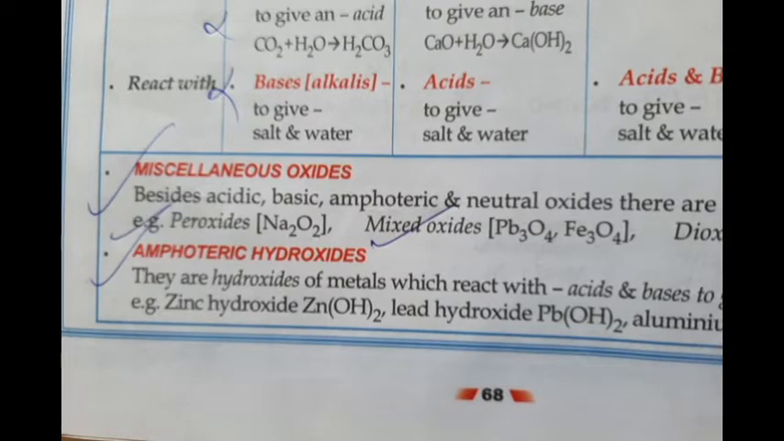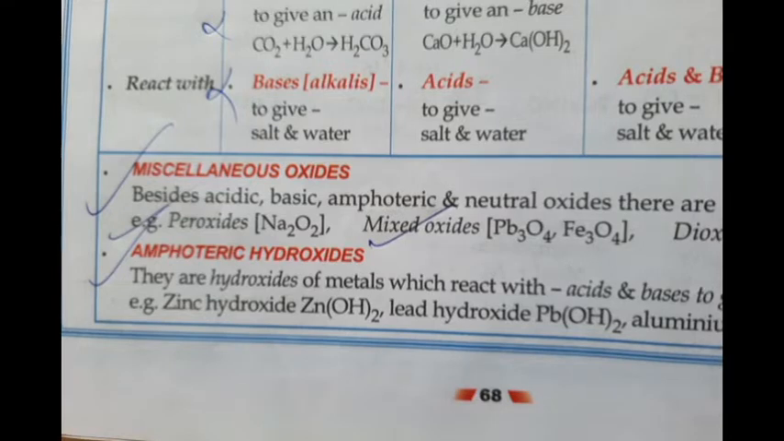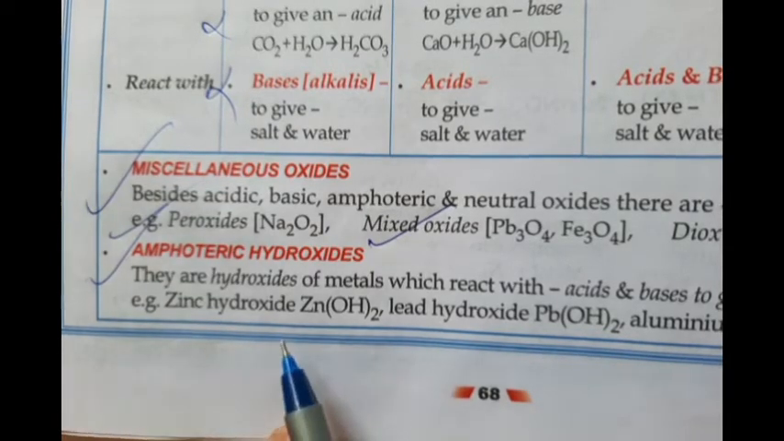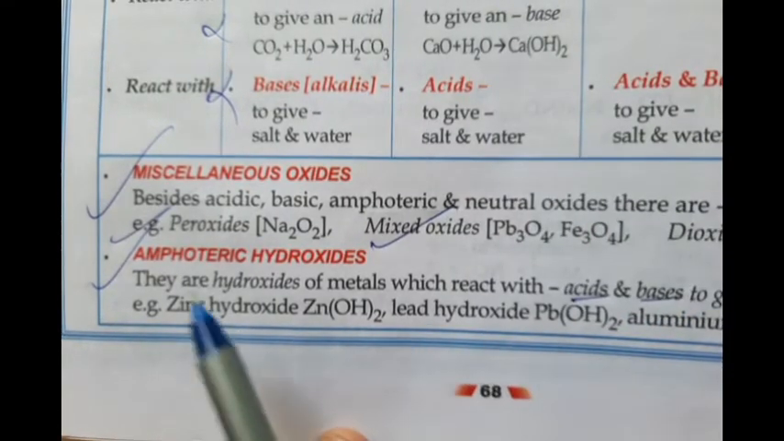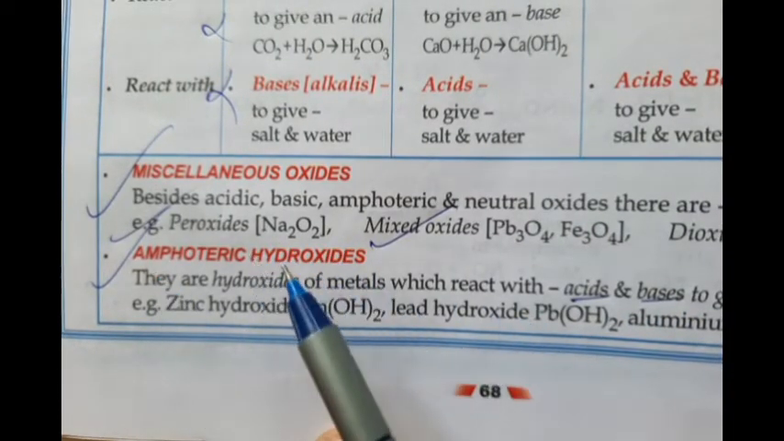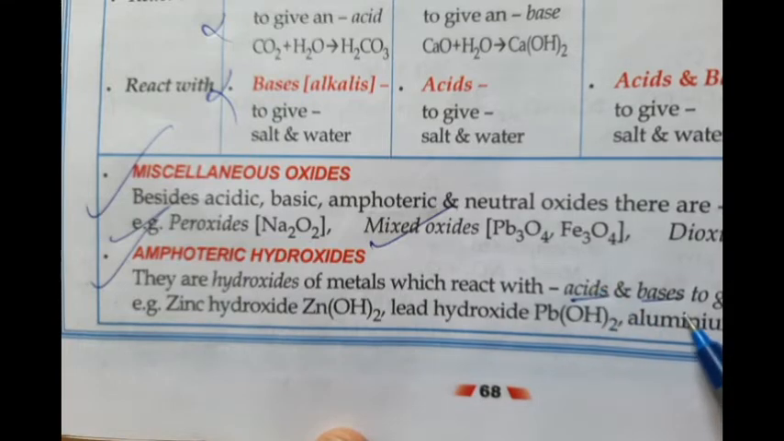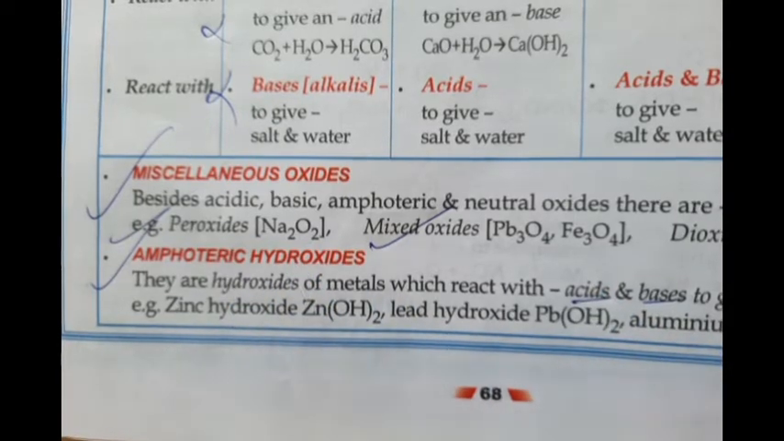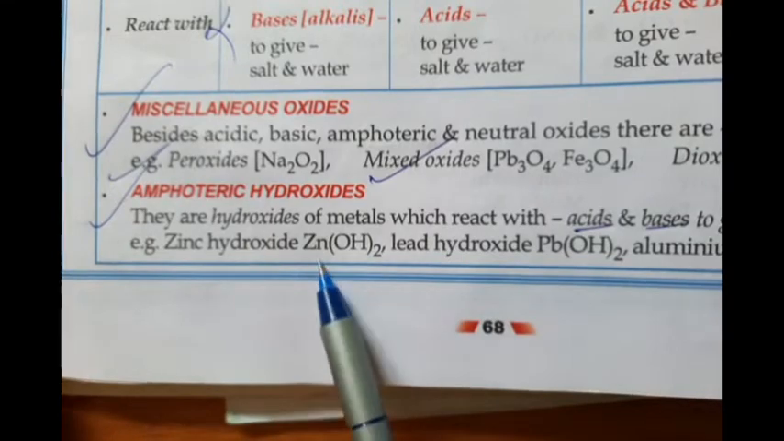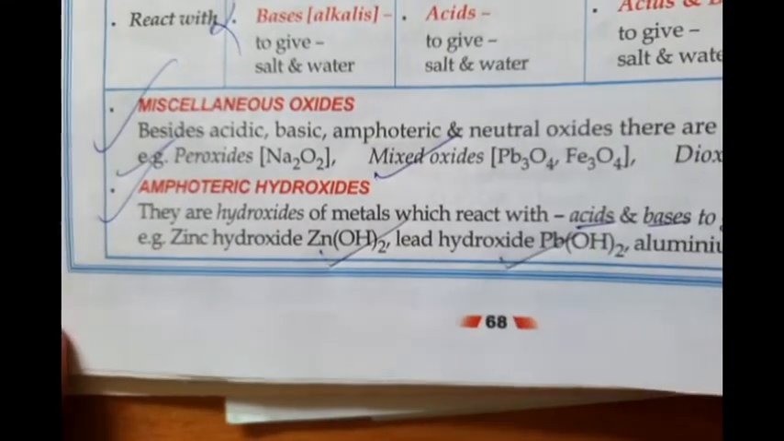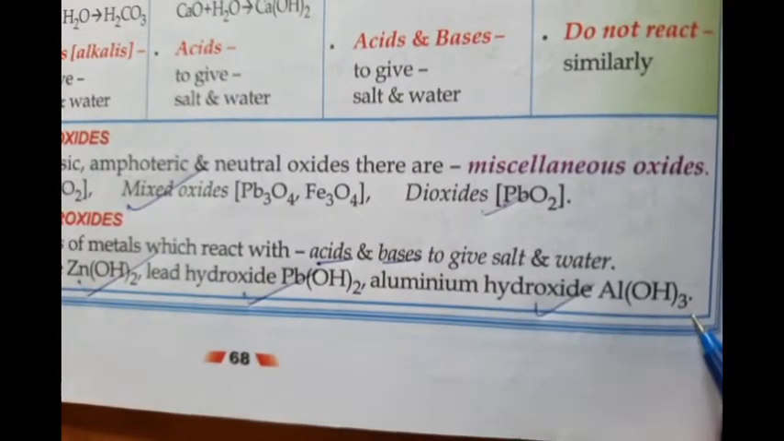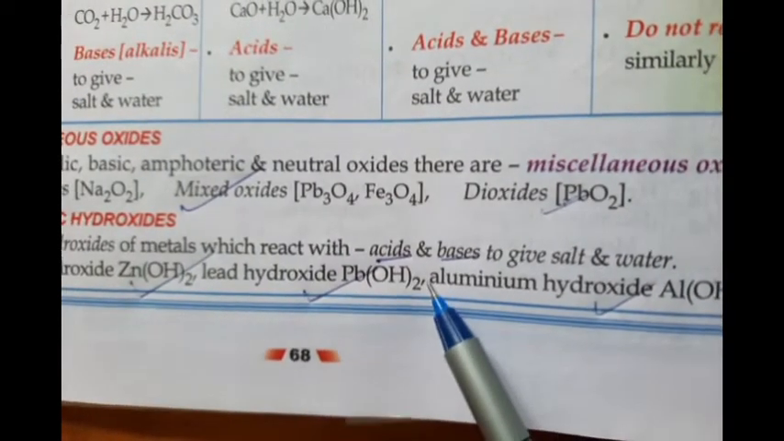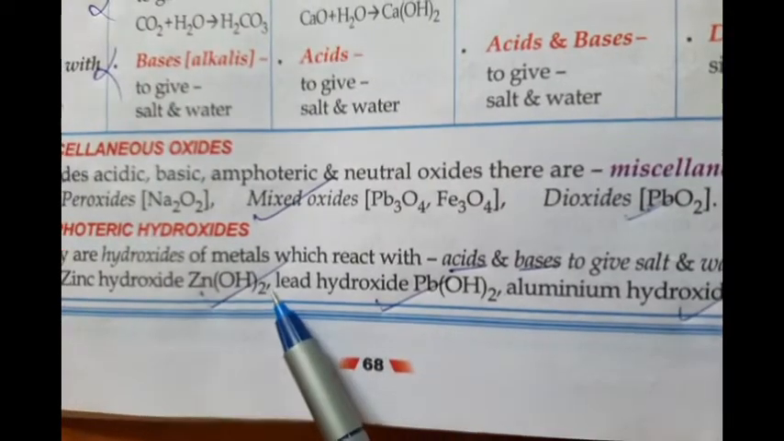So again, you will remember only the examples of amphoteric hydroxide. Amphoteric hydroxides are those hydroxides which can react with both acid and base. Ampho means it can react with both. So the hydroxide which can react with either acid or base is called amphoteric hydroxide, and the examples you remember as zinc hydroxide, lead hydroxide, and aluminium hydroxide. These three are because of the valency of aluminium, these two are because of the valency of lead, and these two are because of the valency of zinc.